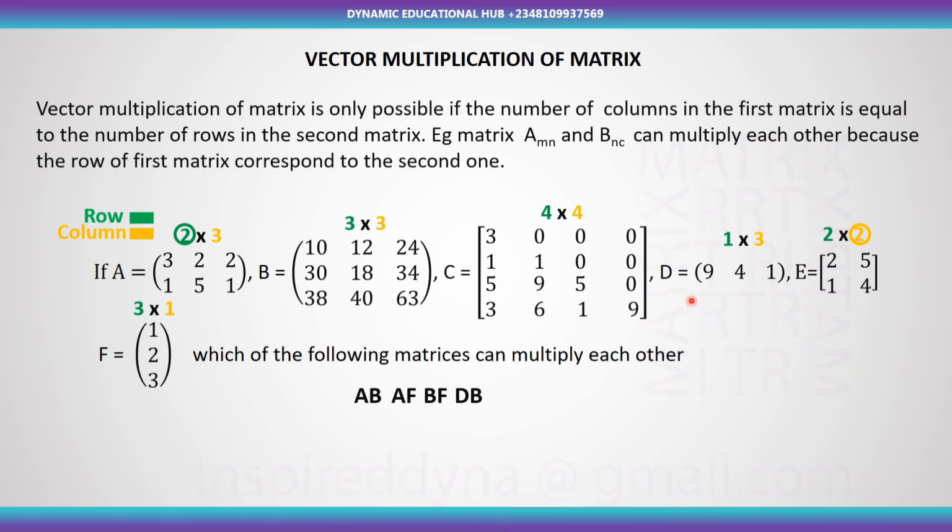Now let's quickly check another one. We have another matrix here, which is E and A. You see 2 here, 2 here, the column and the row. So they can multiply each other. E and A, not A and E. If you check A and E very closely, you see that they cannot multiply each other. So those are the matrices that can multiply each other. We have AB, AF, BF, DB, and EB.